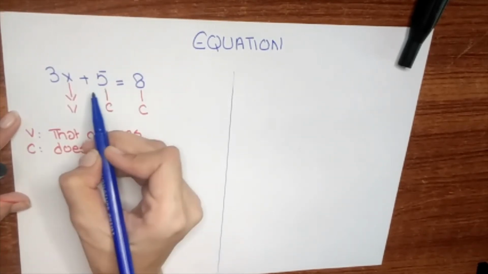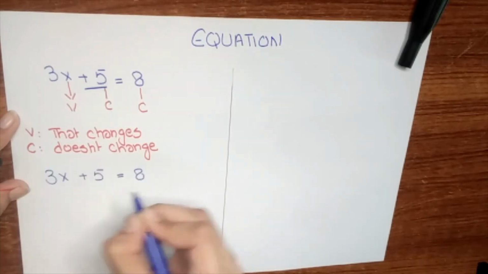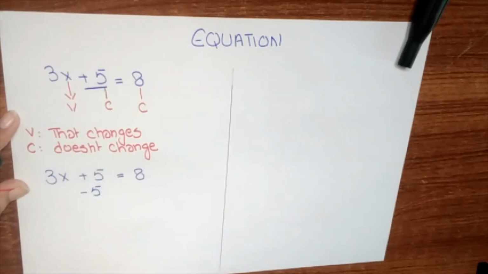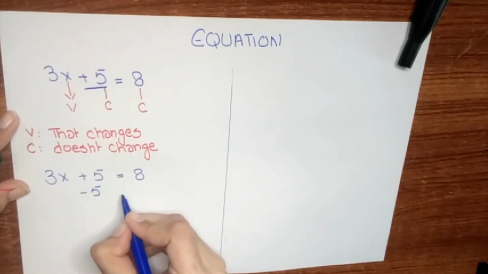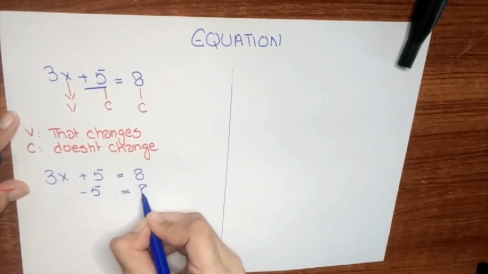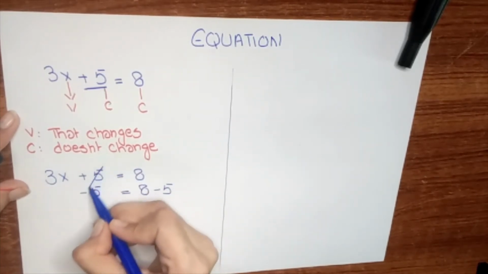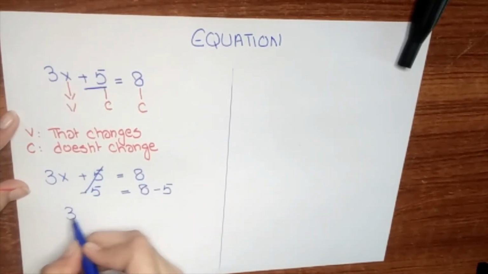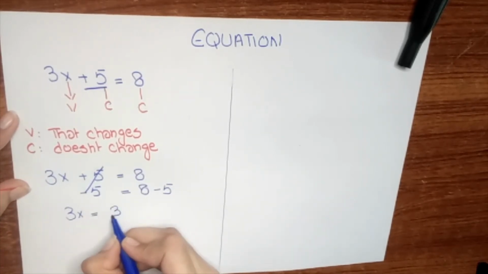How can we get rid of this plus 5? Simply by subtracting 5 from this plus 5. If we subtract 5 from the left side, we have to subtract 5 from the right side as well. Both of the numbers cancel. Now we have 3x equals 8 minus 5, which equals 3.